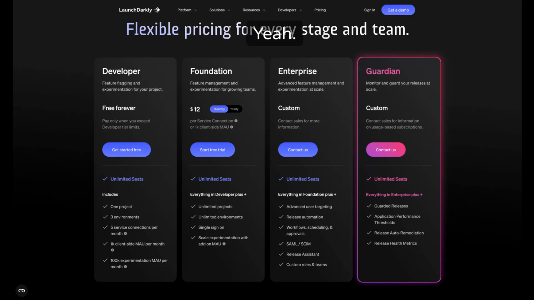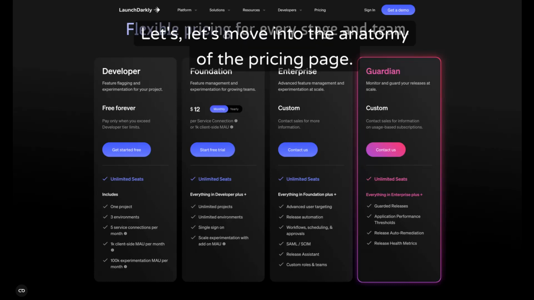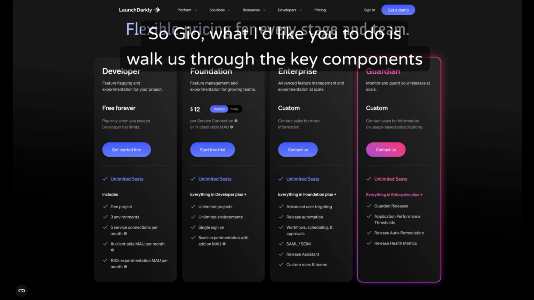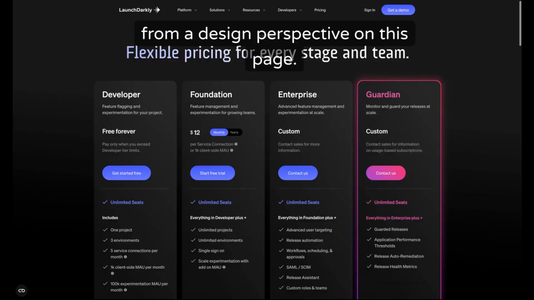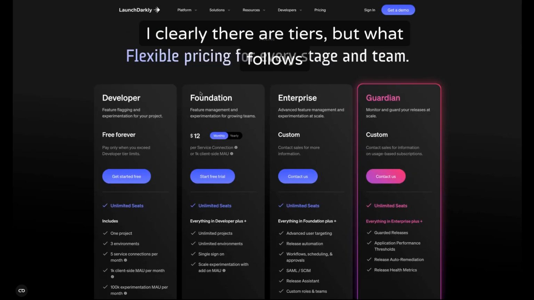Yeah. Okay. Let's move into the anatomy of the pricing page. So Gio, what I'd like you to do is walk us through the key components from a design perspective on this page. I mean, clearly there are tiers, but what follows?